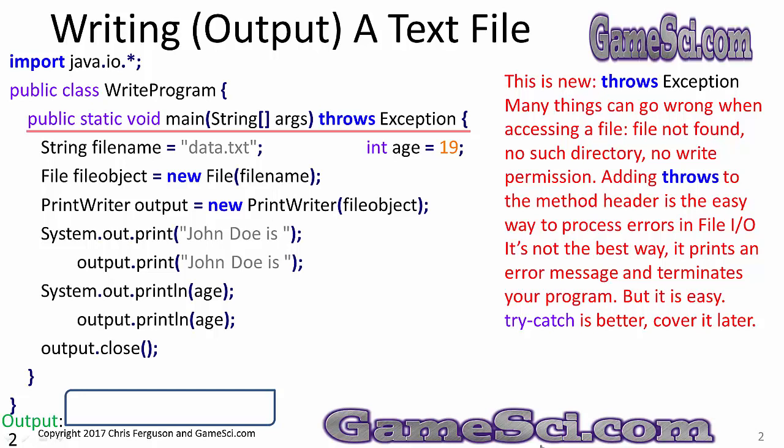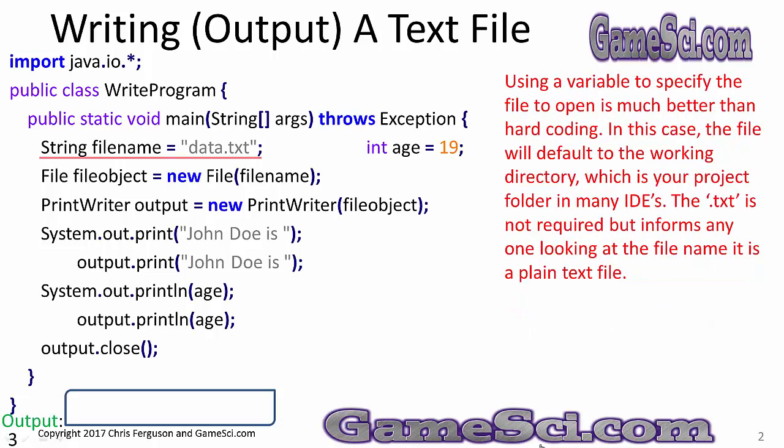It prints an error message and terminates your program, but it is the easy way to handle problems when opening a file. We'll look at the try-catch command in a little bit. It's better, but let's start with the easy way and we'll look at try-catch later. Always put that throws Exception at the end of any method that does file I/O, and that's the easy way to handle errors.